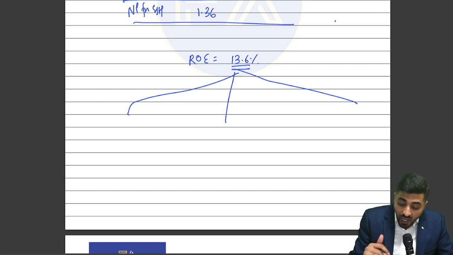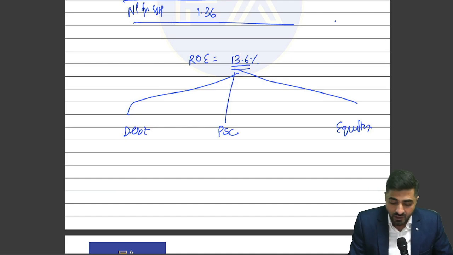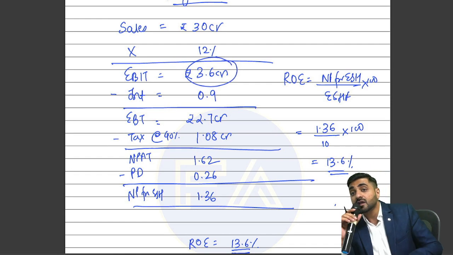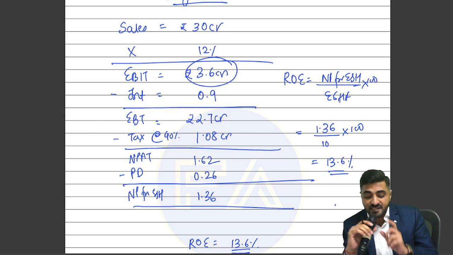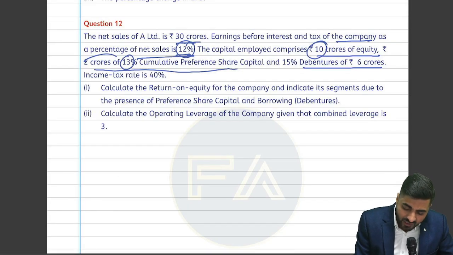Check that. How is the company earning? So they can earn ROE due to what? Debt, preference shares and equity. Their own. Can you all please tell me what is the amount of EBIT, beta? 3.6. Can you please tell me what is the capital? Can I say capital employed is nothing but 10 crore of equity, 2 crore of preference shares, 6 crore of debt. Give me the total.